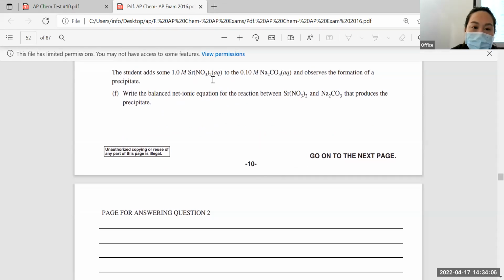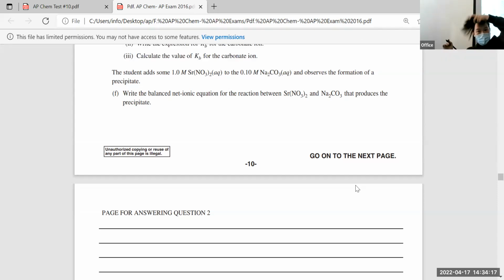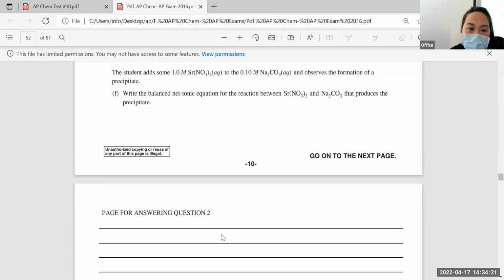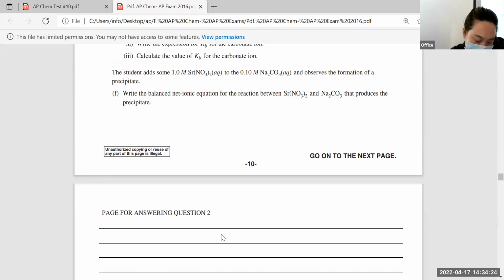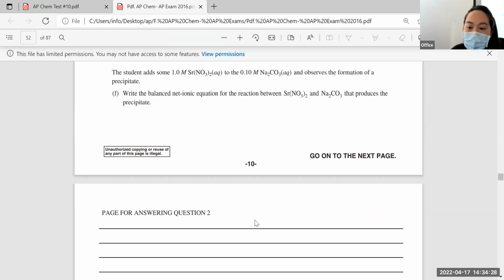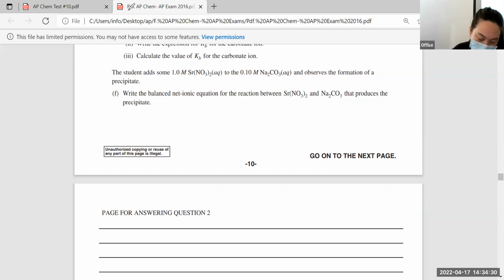Okay, so the student adds some strontium nitrate to the sodium carbonate and observes the formation of a precipitate. Write the balanced net ionic equation for the reaction between strontium nitrate and sodium carbonate that produces the precipitate. Simple, right? I mean, for all intents and purposes, I'll write the equation for you guys.